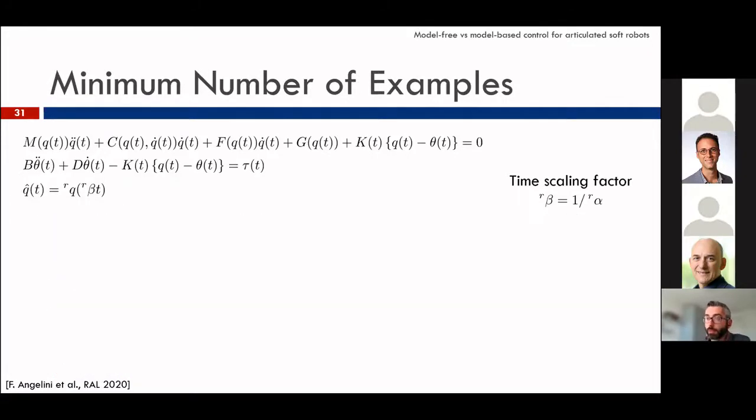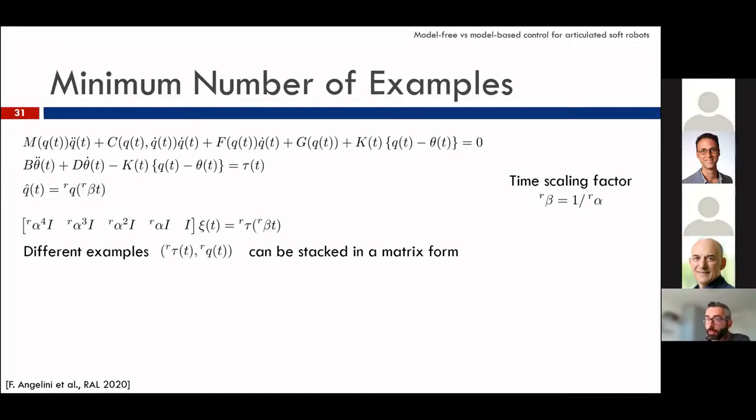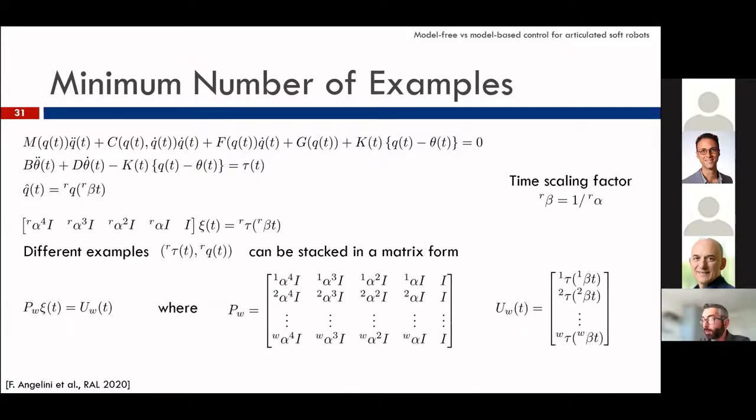So we can rewrite it in a more compact form, that is this one, where Xi collects all the unknown dynamic terms. And then we can stack different examples in a matrix form. And what we obtain is this one. So we have this P matrix that must be inverted to derive the control action. But P is a Vandermonde matrix with 5 columns, so 5 rows are enough. So 5 examples are enough for P to be invertible.